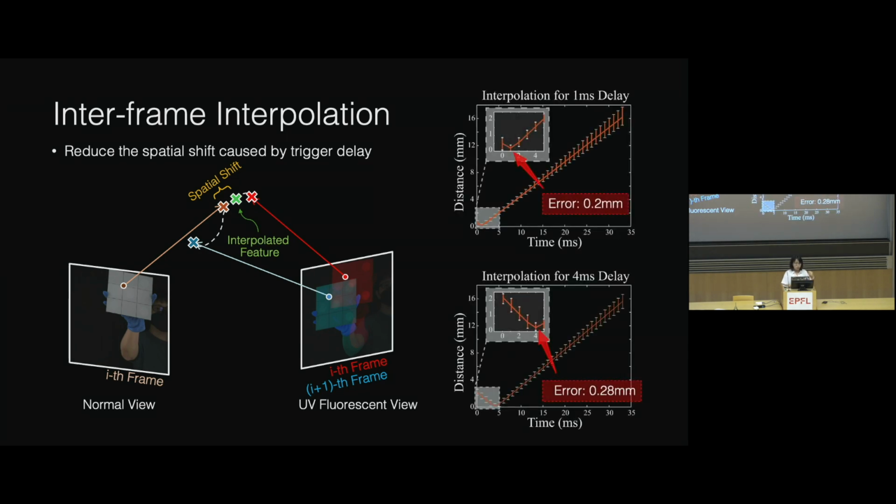And here are some quantitative evaluations that we have done. Here, the axis is the intermediate time that we use for the interpolation. And when the right amount is used, the distance error will be minimal. These are two examples for different amounts of delay that we use for capturing the normal view and the fluorescent views. And in both cases, the minimal distance is under 0.3 millimeters, which is a small enough number to discard compared to the size of the object. So from this evaluation, we can see that our tracked features, when they are mapped from fluorescent views to normal views, are quite reliable and can be considered as ground truth.